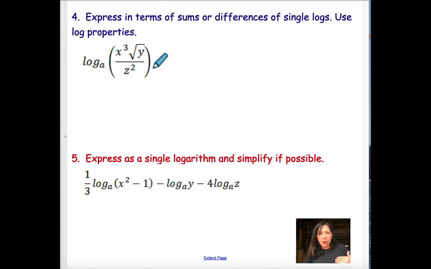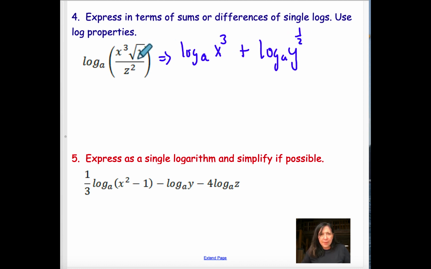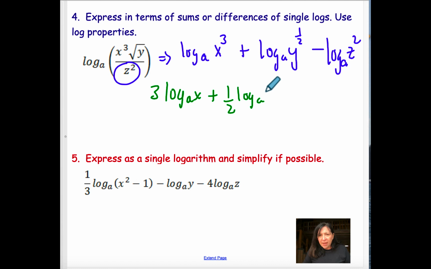For this here, you are not trying to condense, but for this value, you're trying to expand. And so we want to expand all this. And so rewriting this, you're going to get log base a of x cubed plus log base a of y to the 1/2 power. And then this is a minus, so minus log base a of z squared. So now I'm going to distribute those powers. And so I'm going to have 3 times log base a of x plus 1/2 log base a of y minus 2 log base a of z. And then that would be my answer.